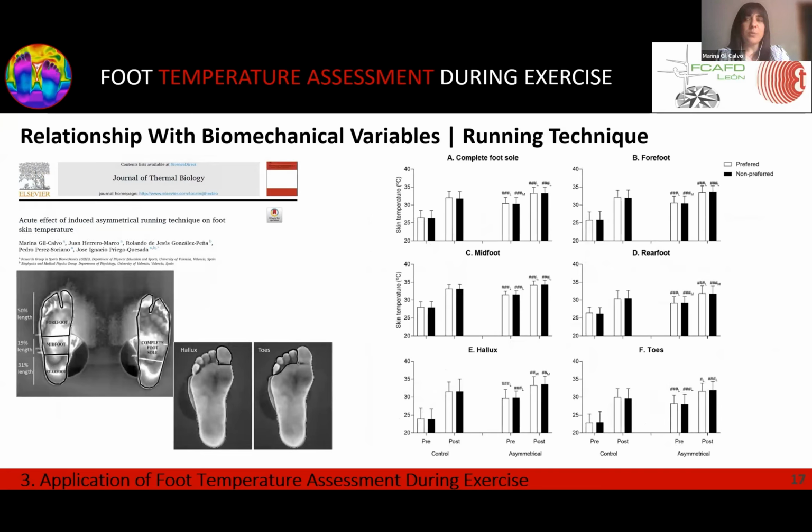Another application that we explored was to try to detect asymmetries in running technique. In this case, we modified spatiotemporal parameters by adding a weight on one of the legs of our participants. And although this produced changes in running mechanics, these changes were not reflected in plantar foot temperature.